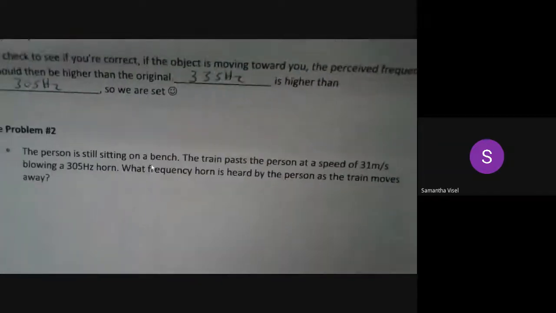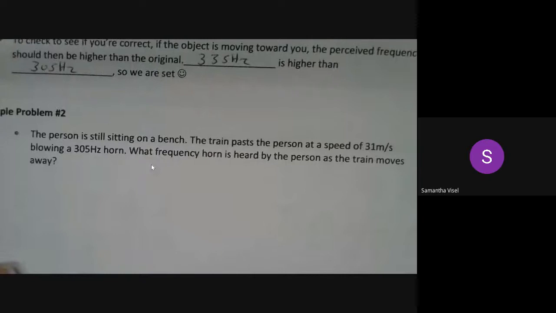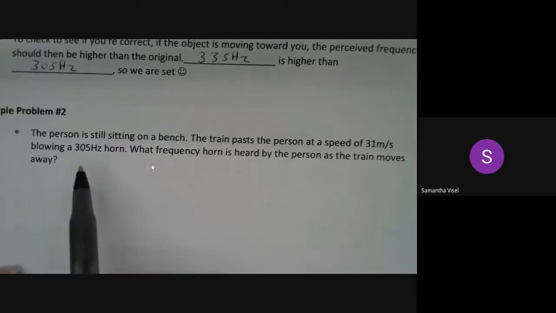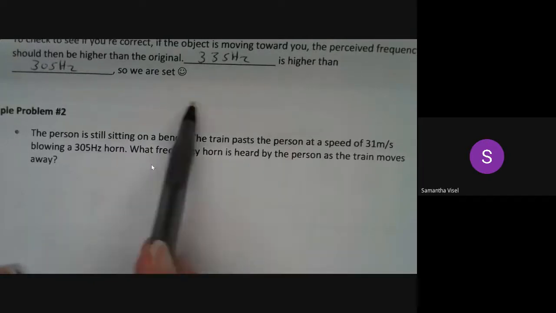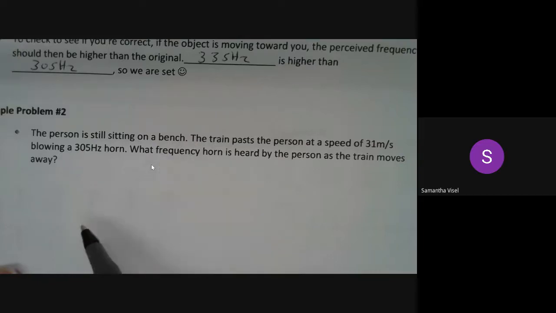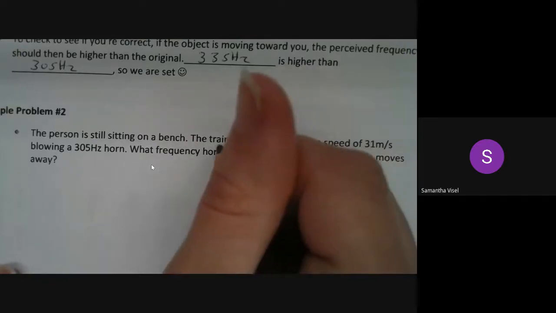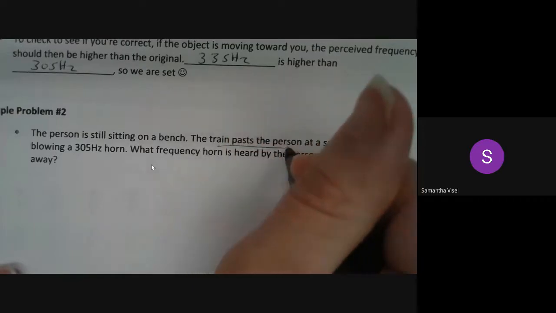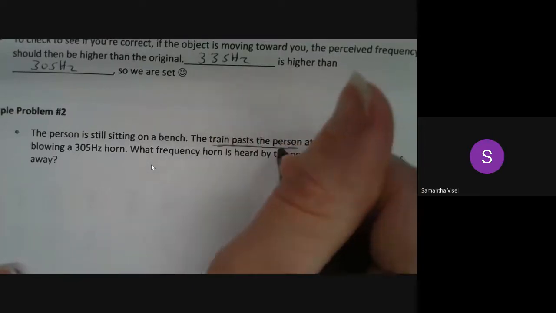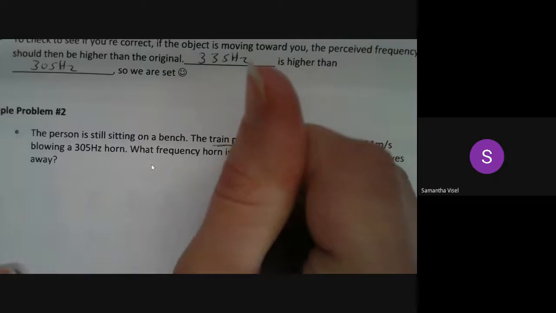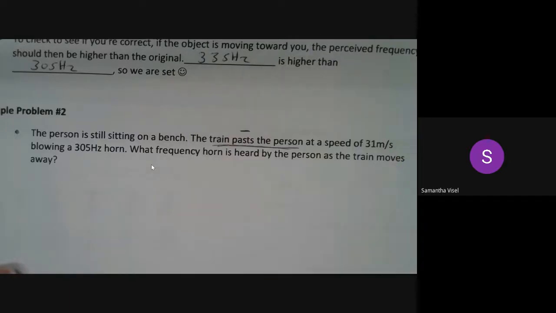So down here, we're going to take a minute to try one of these on our own. It's the exact same problem as above, but now the train is going past the person. So now the train is leaving, moving past the person. So now the train has a negative velocity.